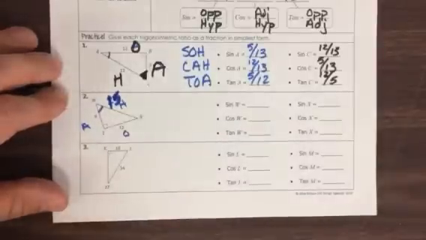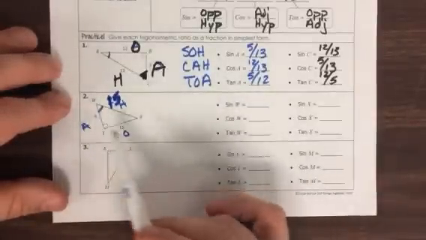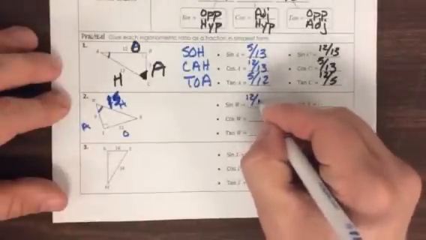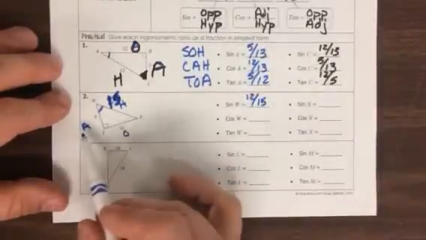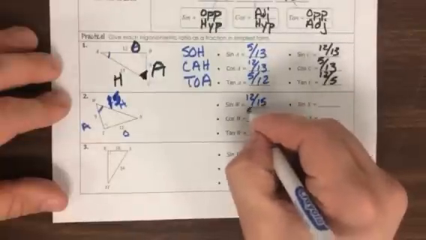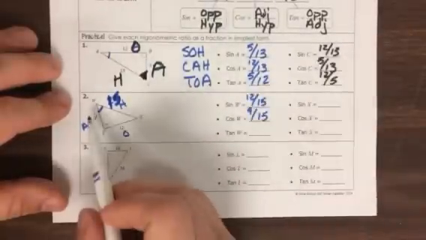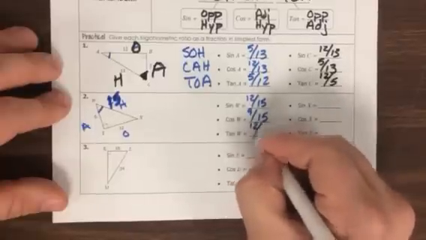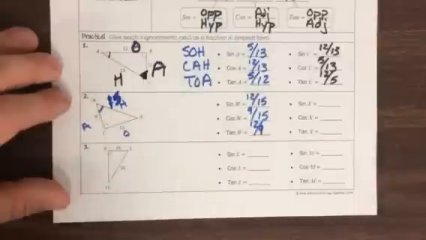So knowing that that's 15, we're going to say sine is opposite over hypotenuse, or 12 over 15. Cosine is adjacent over hypotenuse, which is 9 over 15. And then the tangent of W is opposite over adjacent, which is 12 over 9.